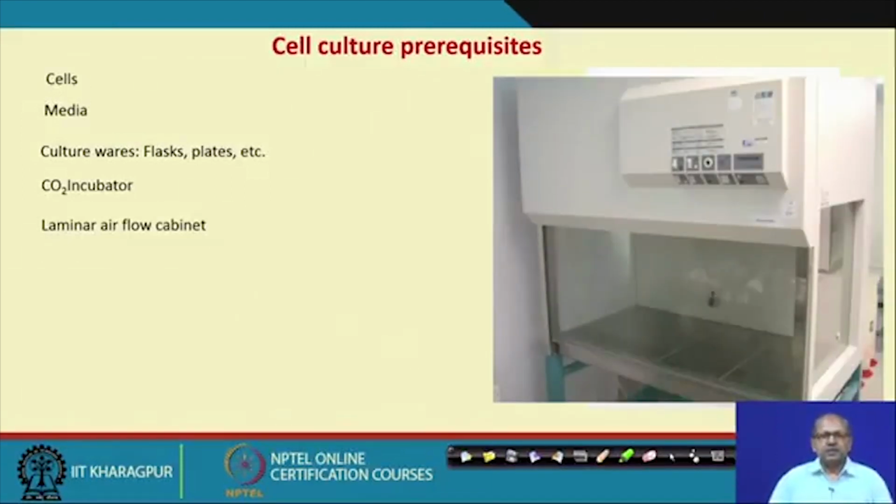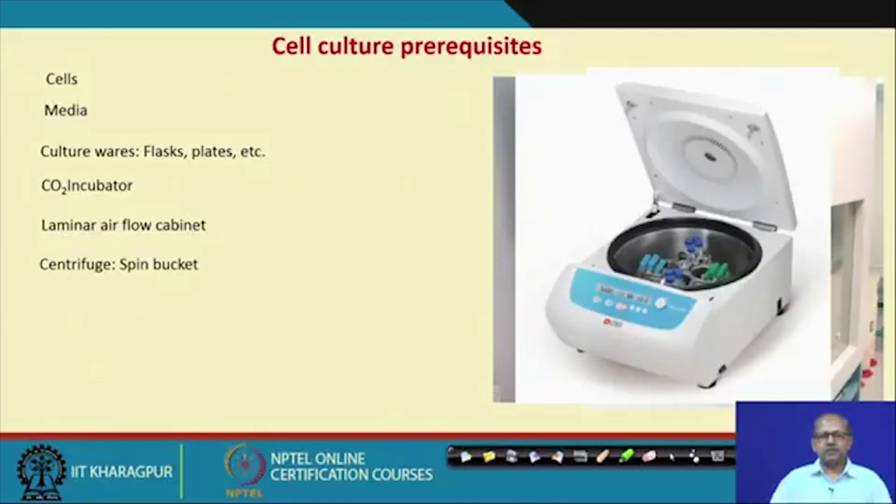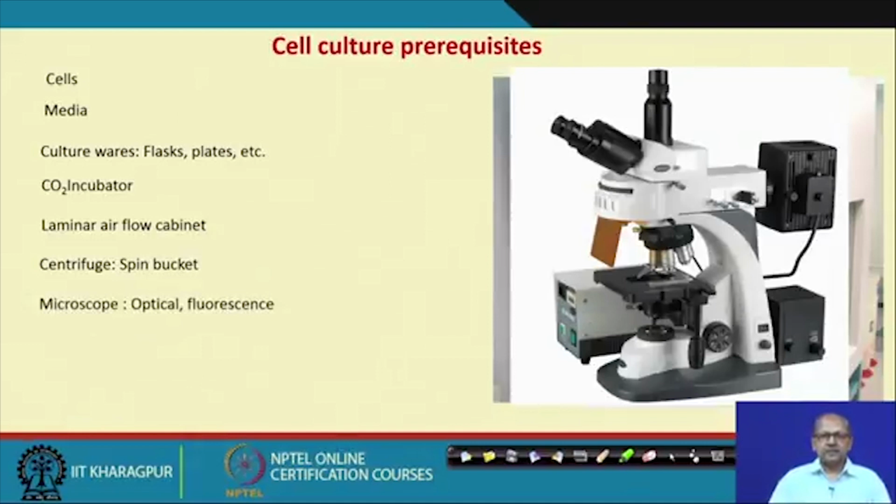Then a laminar hood or laminar flow cabinet, which is an essential part to maintain sterility during the operations so that no contaminants can go inside your culture system. Then we come to the centrifuge, a low spin centrifuge to pellet down the cells or suspend the cells for washing several times during cell culture experiments. And a microscope, with optical and fluorescence modes, because we have to see the cells after culturing or after incubation, and most of the readouts in fluidic platforms are optical readouts. So, the microscope is very important.